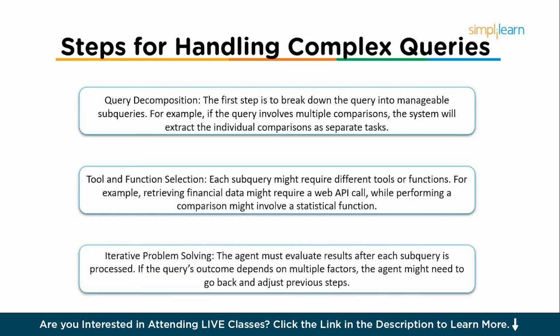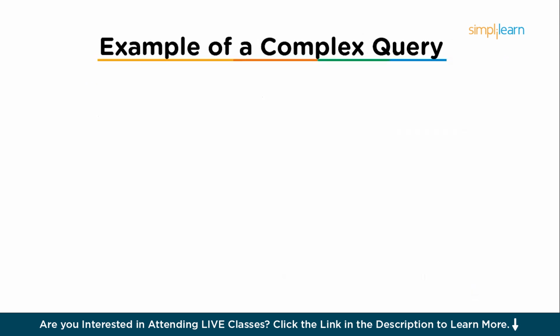Then we have iterative problem solving. The agent must evaluate results after each subquery is processed. So if the query's outcome depends on multiple factors, the agent might need to go back and adjust the previous steps. Now let us understand with the help of an example of a complex query.